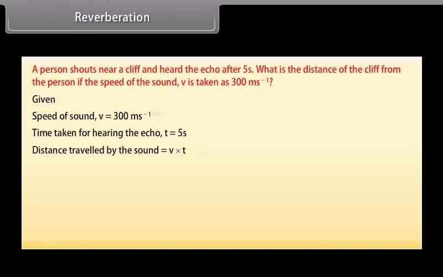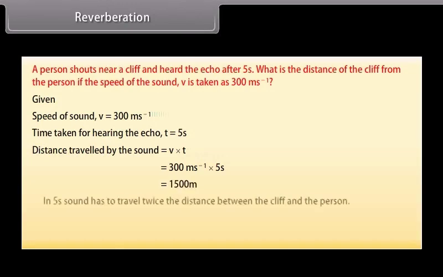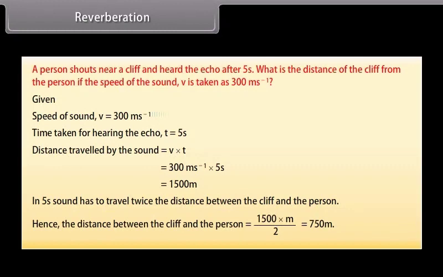Distance travelled by the sound is equal to v into t, which is equal to 300 meter second raised to the power minus 1 into 5 seconds, which is equal to 1500 meters. In 5 seconds, sound has to travel twice the distance between the cliff and the person. Hence, the distance between the cliff and the person is 1500 meters by 2, that is 750 meters.